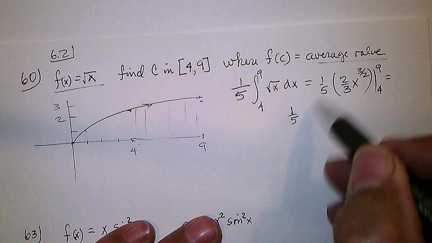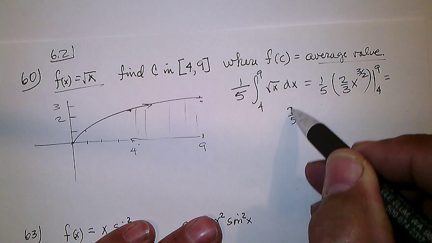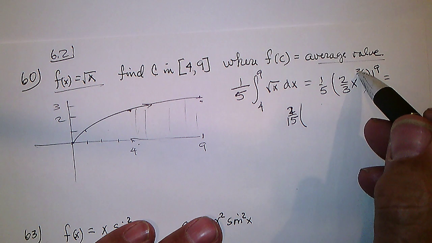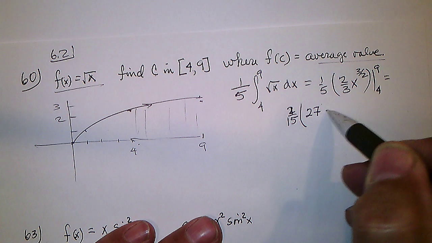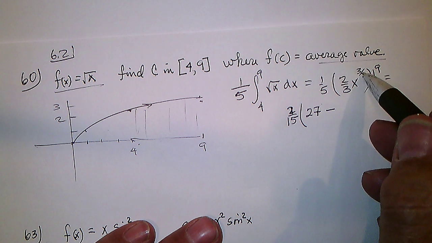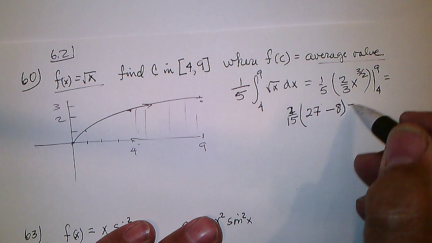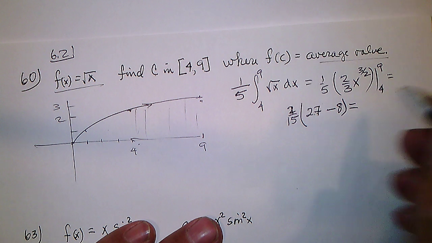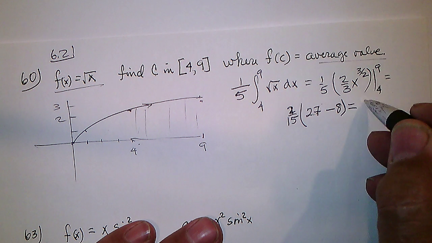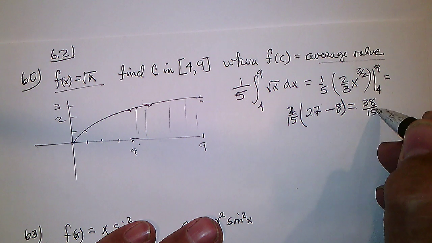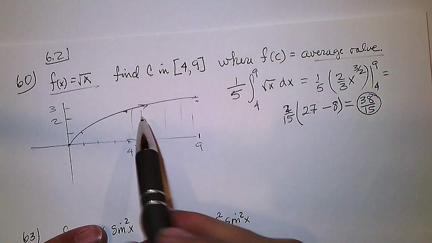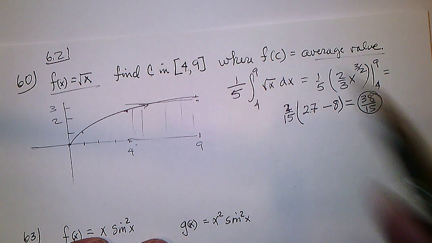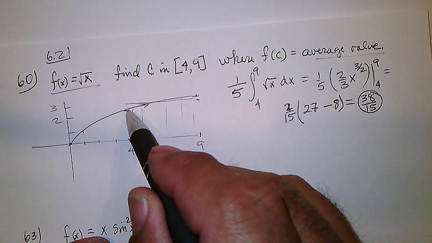That's 1/5. The 2/3 can come out, so that'd be 2/15. Put 9 in there. Square root of 9 is 3, cubed is 27. Minus 4 in there. Square root of 4 is 2, cubed is 8. So 27 minus 8 is 19, times 2 is 38/15. That is the average height, which is 2 and 8/15. Okay? Somewhere between 2 and 3.